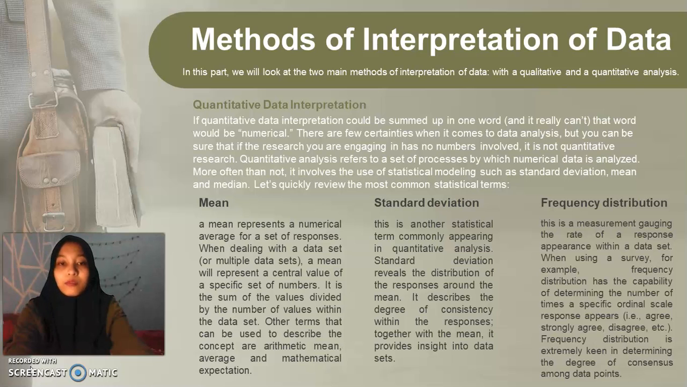Let's quickly review the most common statistical terms. There are mean, standard deviation, and frequency distribution. A mean represents a numerical average for a set of responses. Meanwhile, standard deviation is another statistical term commonly appearing in quantitative analysis. It reveals the distribution of the responses around the mean. Then the frequency distribution, this is a measurement gauging the rate of a response appearance within a dataset.